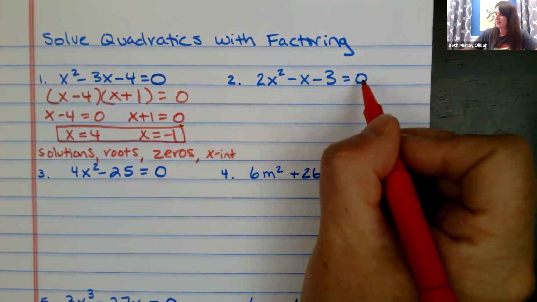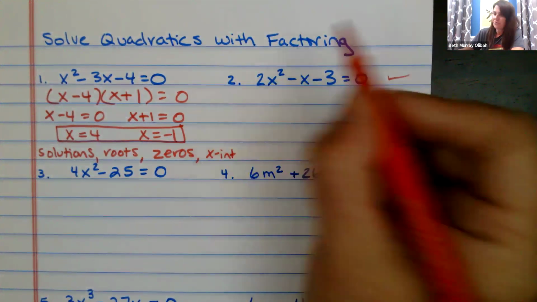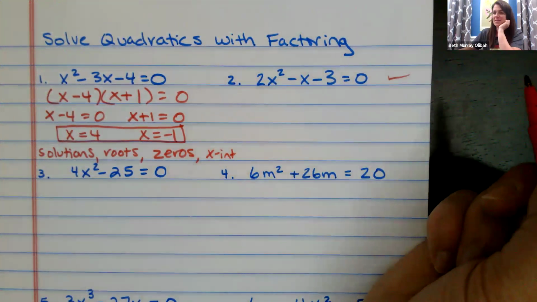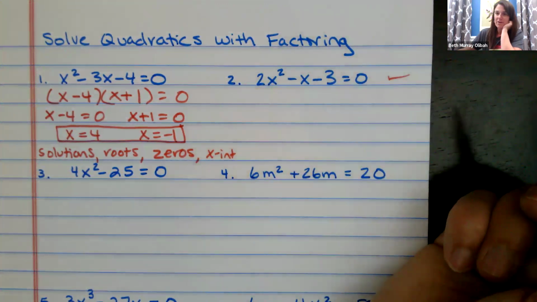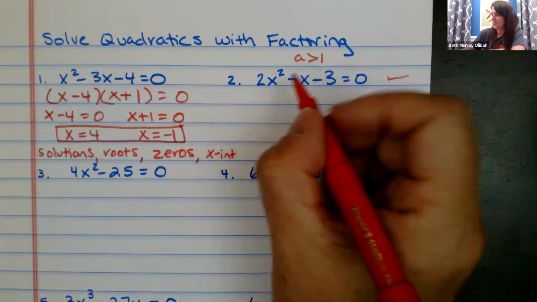So number 2, same idea. We're ready to start because we have our 0 over there. But because of that 2 in front, we need to use something like the AC method. So I have a video on factoring with a being greater than 1. So that's what I'm going to do here.